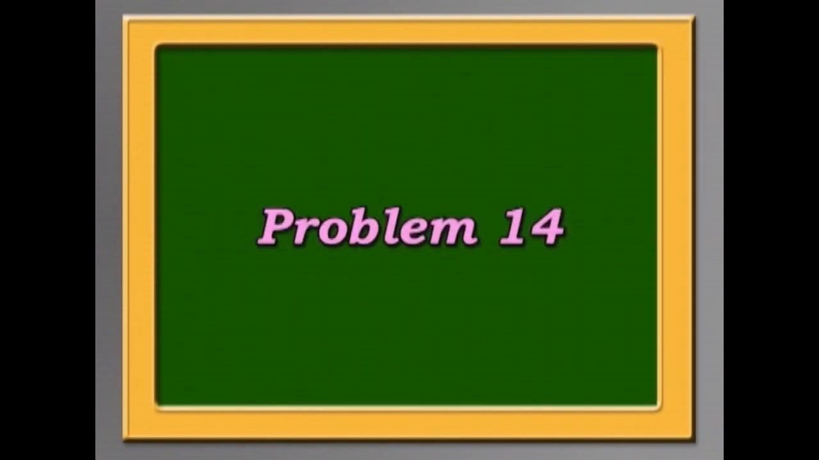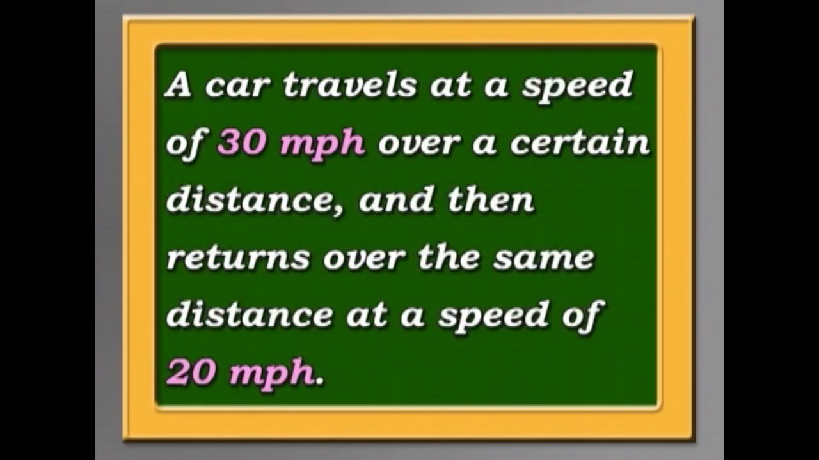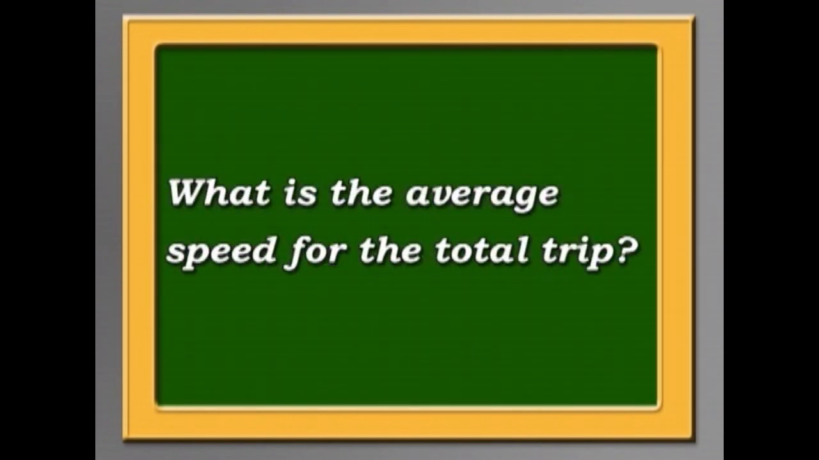Problem 14. A car travels at a speed of 30 miles an hour over a certain distance, and then returns over the same distance at a speed of 20 miles an hour. What is the average speed for the total trip? Now this question is not as easy as you might think.